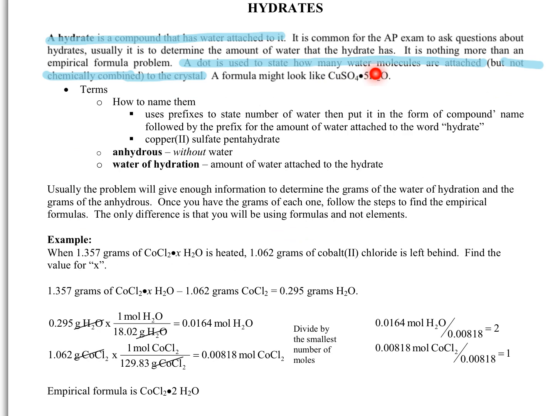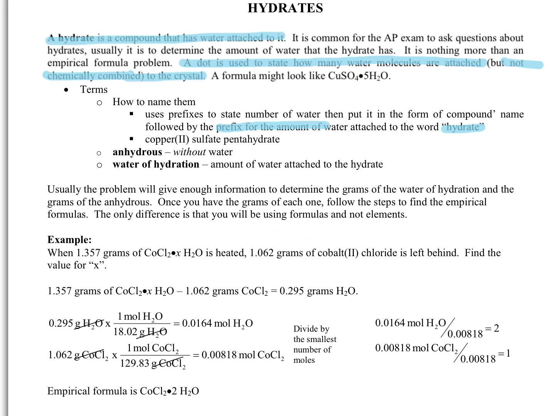Well, water is a covalent compound, so it uses covalent naming. We're going to use the word hydrate, and we use a prefix for the amount. So the prefix is mono, di, tri. Okay. So my most common example will be the copper 2 sulfate pentahydrate.